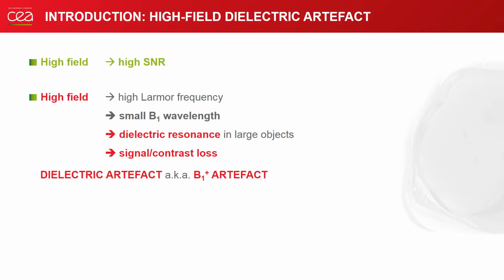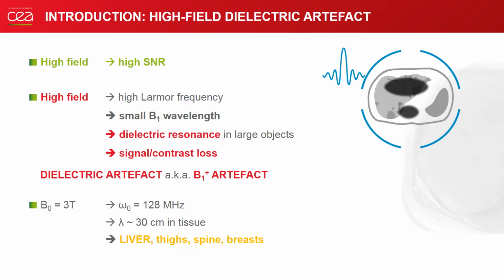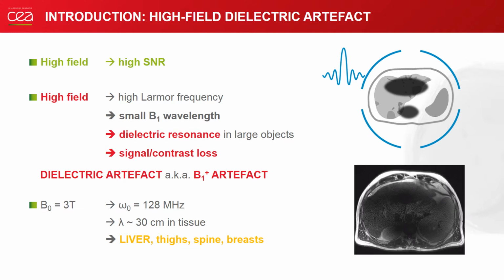When you move to high field, you do that because you want a higher signal-to-noise ratio, but it also comes with a higher Larmor frequency, which means a smaller B1 wavelength, and therefore you can have dielectric resonance in objects whose size comes close to the wavelength. At 3T, this is particularly true in the abdomen, where you often see zones of shade and loss of contrast. In some extreme cases, it can even look like that.